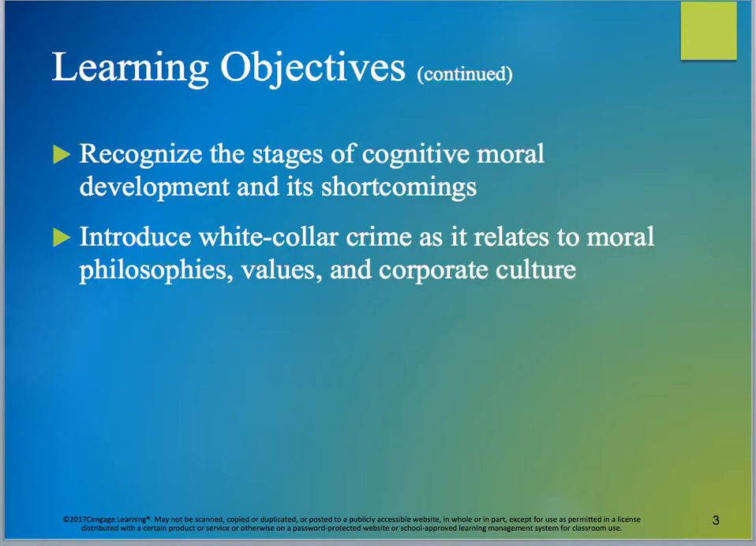Recognize the stages of cognitive moral development and its shortcomings. And introduce white-collar crime as it relates to moral philosophies, values, and corporate culture.